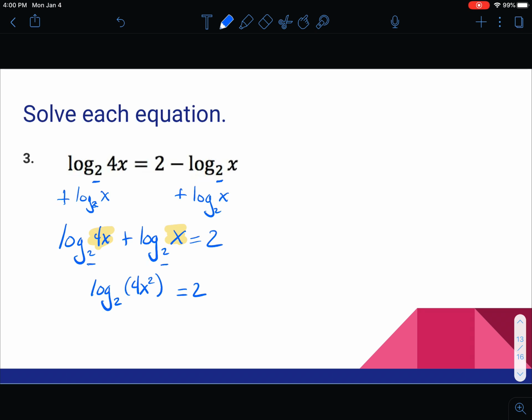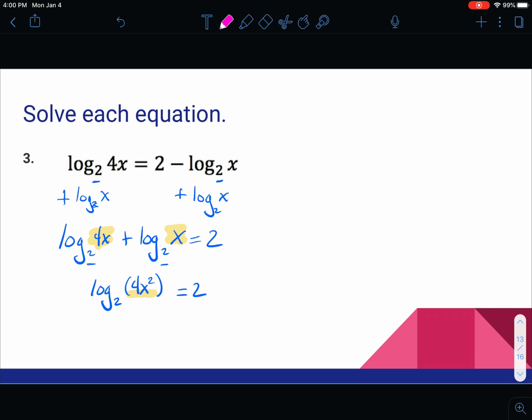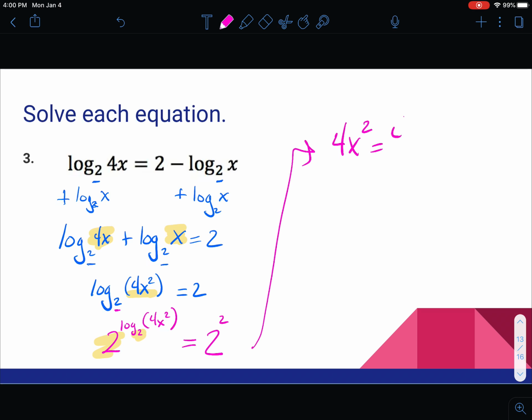Okay, now from here, let's think about what we can do at this point. The variable is still trapped inside this logarithm. So what do we do when that's the case? We exponentiate. What is the base of our exponent? Well, it's the same as the base of the logarithm. 2 raised up to the left side equals 2 raised up to the right side. Since we have the bases matching, we're undoing the logarithm. We're left with 4x squared equal to 4.